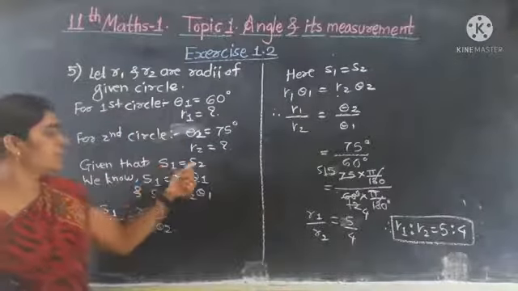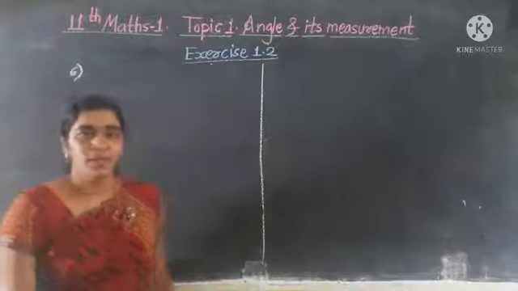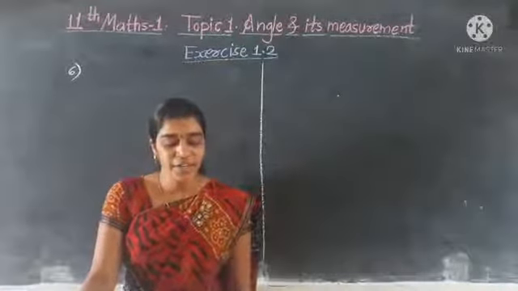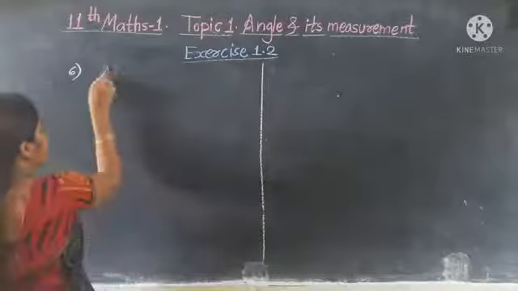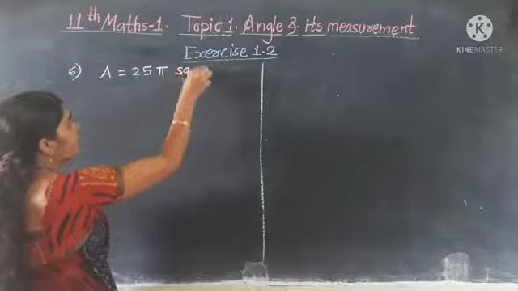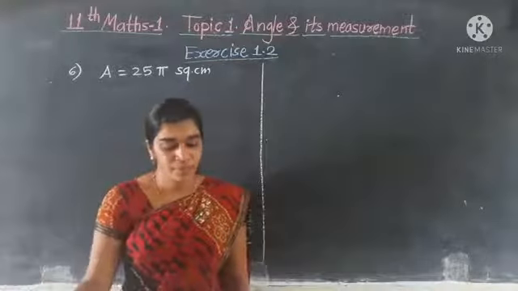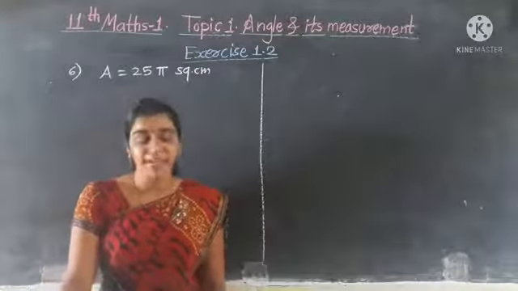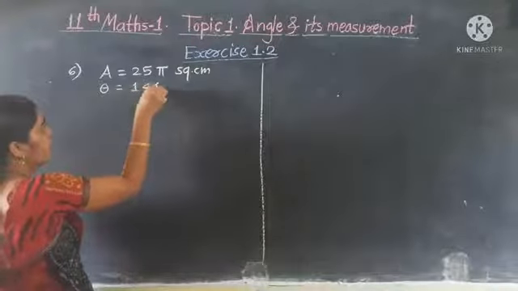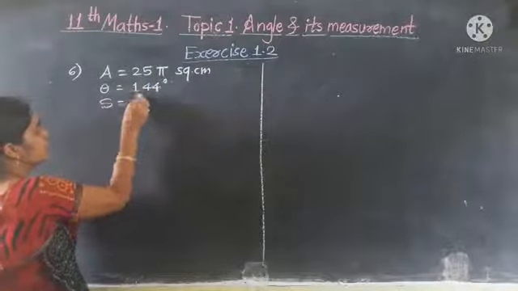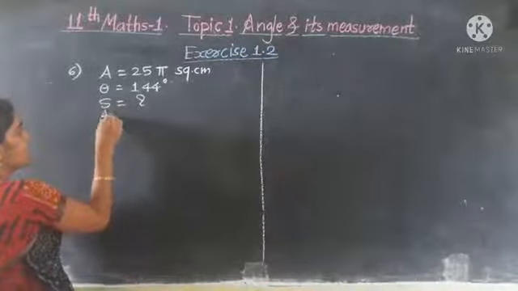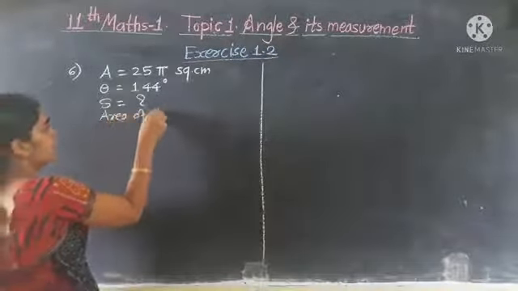Here R is the same, given. S1 and S2 are the same. See question number 6. The area of the circle is given, 25 pi square centimeter. Find the length of an arc subtending an angle of 144 degree. Theta is given 144 degree. We have to find the arc of the sector. Also find the area of the corresponding sector. We have to find the area of the sector.